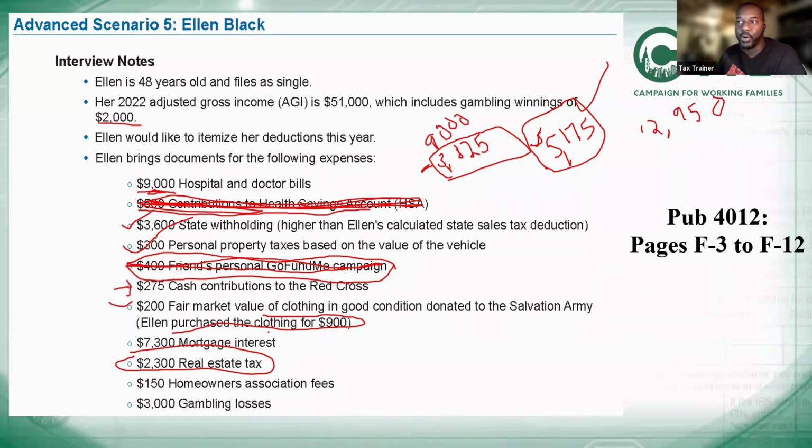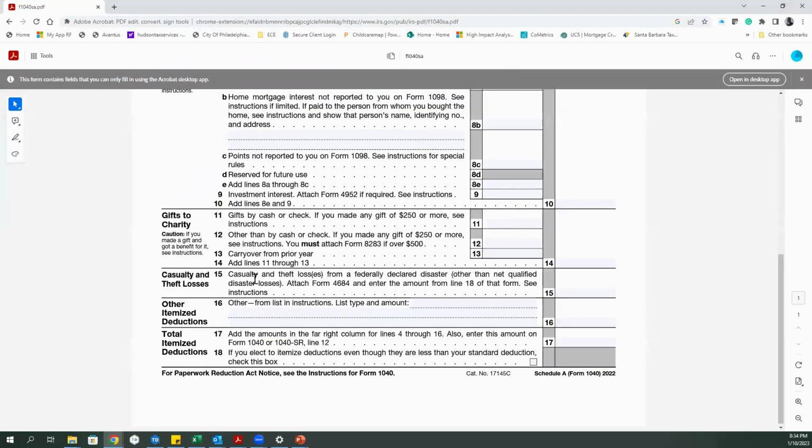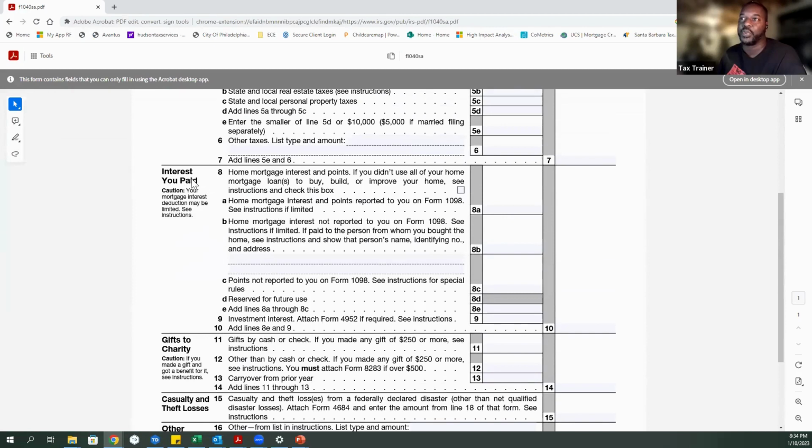All right, what about mortgage? The $7,300 of mortgage interest. Is that deductible? Interest you paid for mortgage, home mortgage interest and points is definitely deductible. What you can't deduct in 2022 is PMI. Remember, we used to be able to deduct PMI in other years. They took that away. So be careful with PMI in 2022.